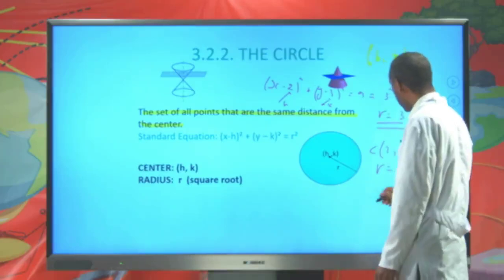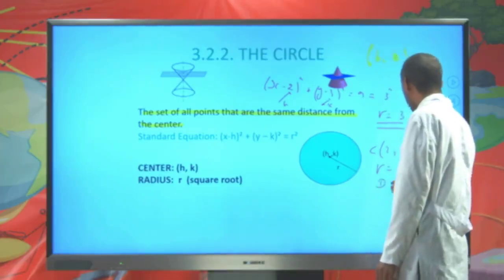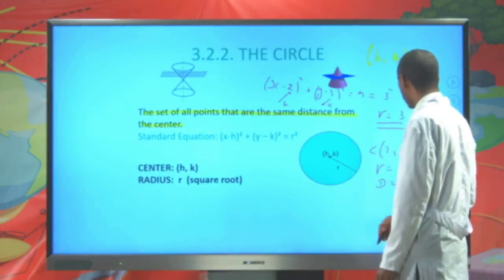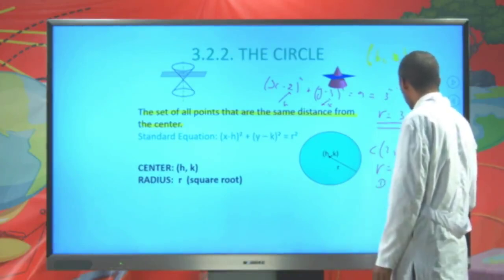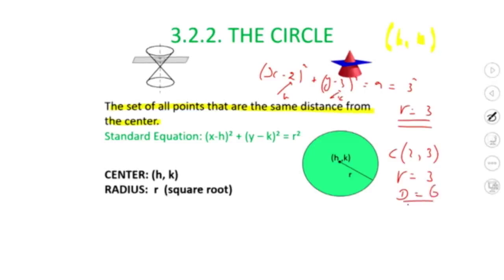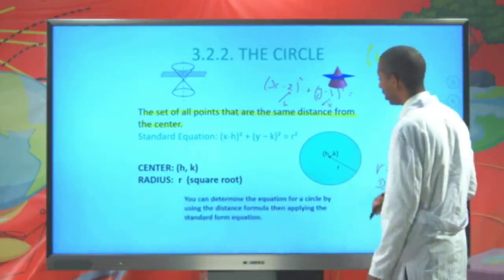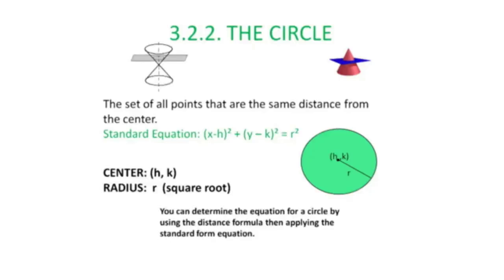And sometimes if you are asked to find the diameter of the circle, you just double 3, or multiply it by 2, then it gives you 6. This is how the equation of a circle is written in standard form. So, as I mentioned before, we can determine the equation for a circle by using the distance formula, then applying the standard form of the equation.